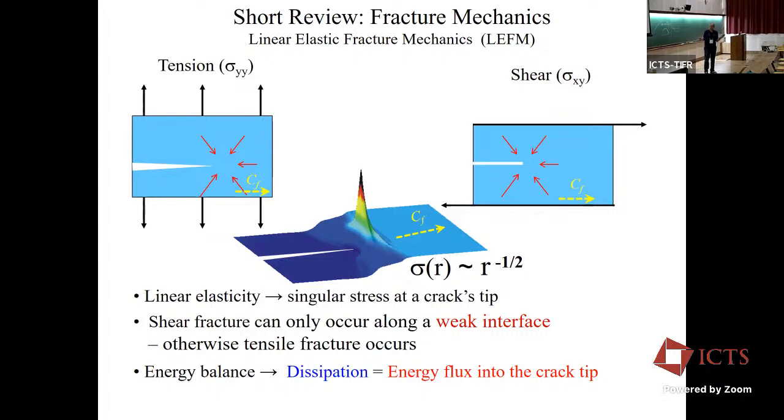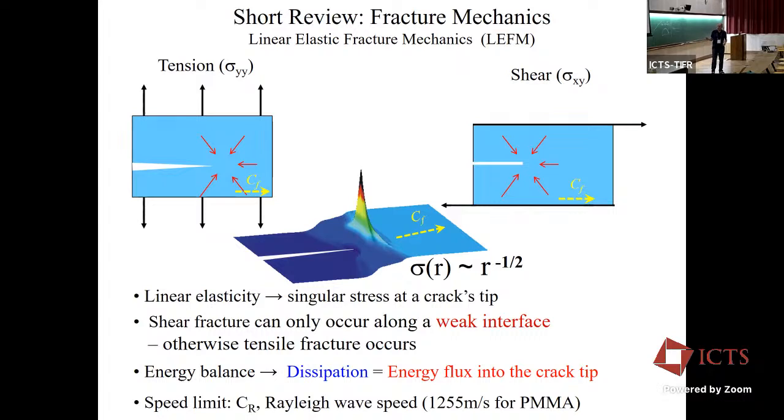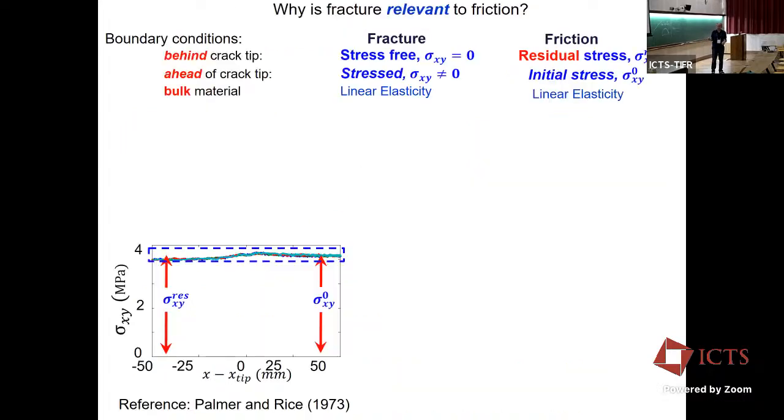Okay, now, when can shear fracture occur? It can only occur along a weak interface, which is exactly what friction is. We have a much weaker interface than the bulk of the material. So that interface constrains a crack to move along it. So actually, this is the only mode two problem that I know of for sure that you can do experimentally. And I remind you that the equation of motion for a crack is just the energy flowing into the tip of the crack has to equal the amount of energy, or the dissipation, that one needs in order to break a section of contacts or a unit length of contacts. And the cracks that we'll be talking about have the speed limit of the Rayleigh wave speed.